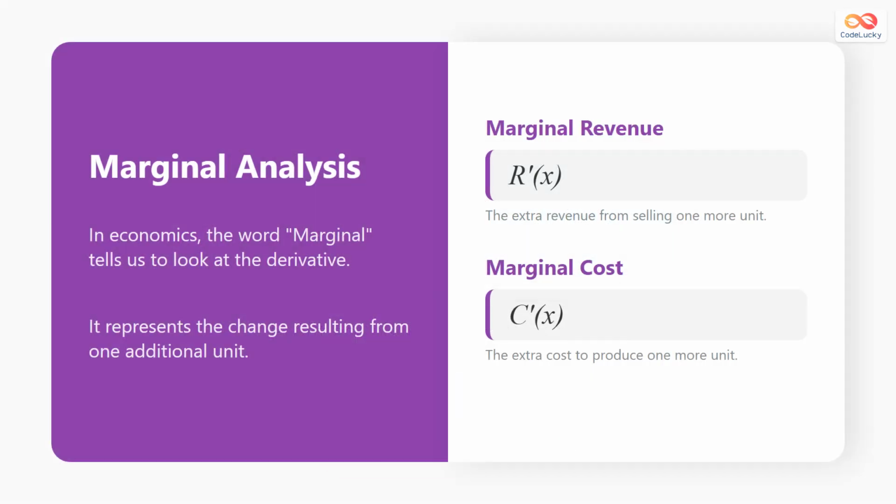In economics, you will often hear the word marginal. This is just a fancy word for the derivative. It represents the change resulting from one additional unit. Marginal revenue, written as R prime of x, is the extra money from selling one more item. Marginal cost, or C prime of x, is the extra cost to make one more item.